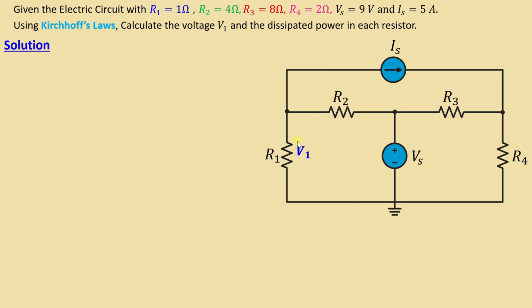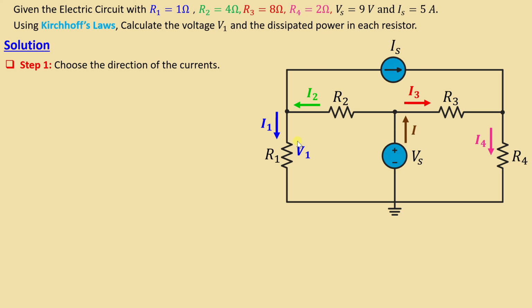Let's go to the solution. Let's start with step number 1, which is to choose the direction of the current. This is I1 through R1, I2, I3 through resistor R3, I4 through resistor R4, and we have I through the voltage source Vs.